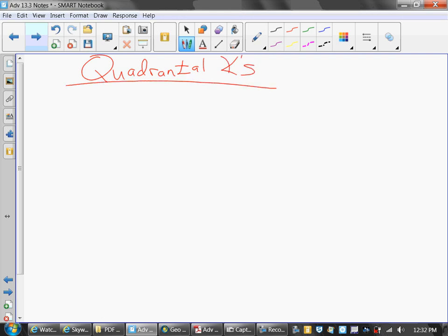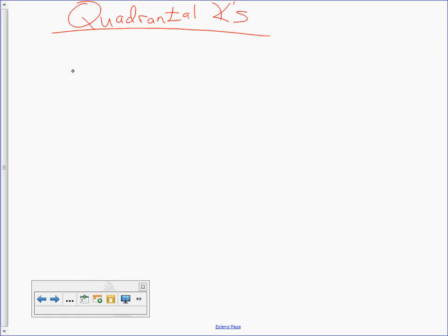Quadrantal angles. Before I show off the whole part of it, let's walk through what they are and how you come up with them. The easiest way to talk about the quadrantal angles, well, what does the word quad stand for? How many of these do you think we're going to have? Boy, you guys are smart.